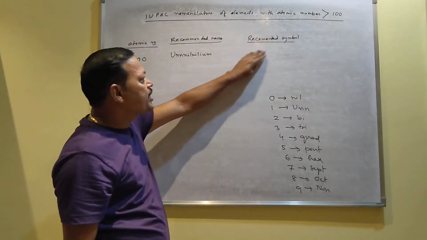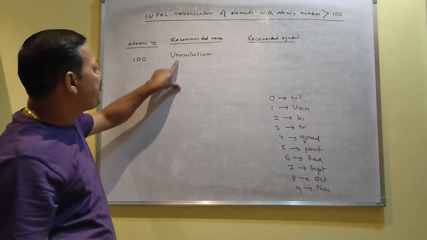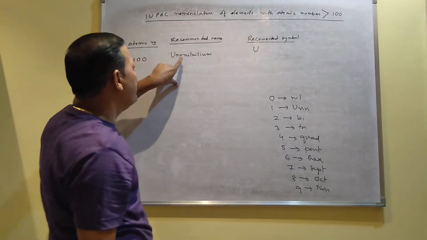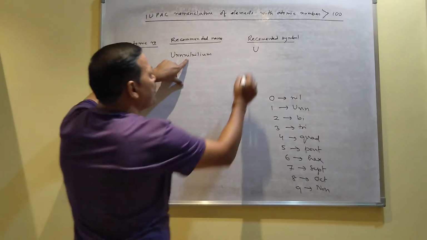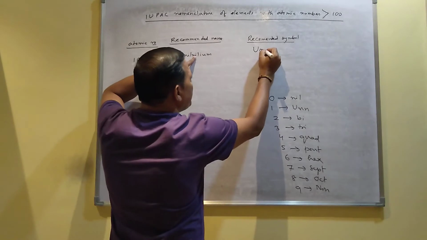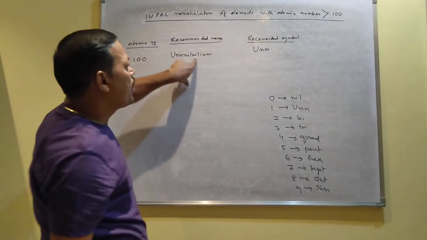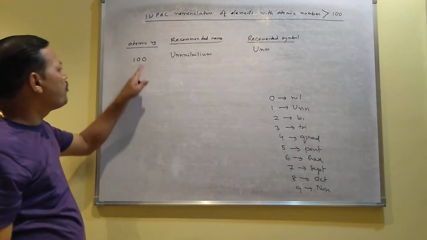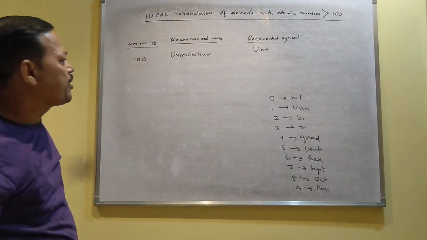And what will be the symbol for the element? First one is un, so you write U, U for un. Second one is nil, so you use small n. Third one is again nil, you use small n. I mean UNN. This is the recommended symbol for the atomic number 100.